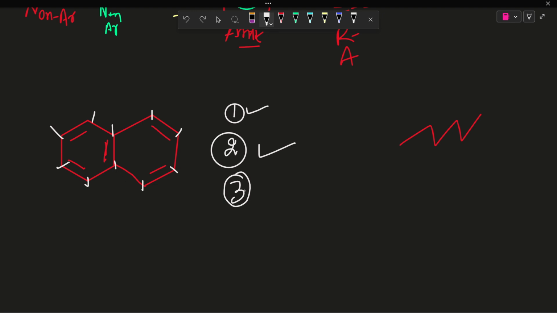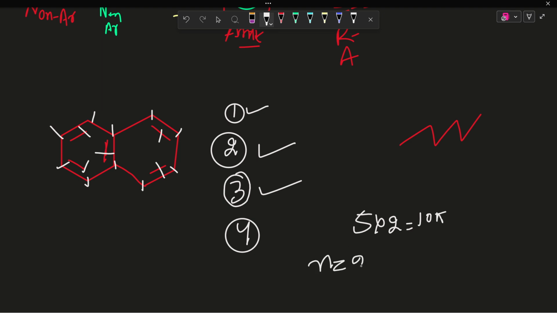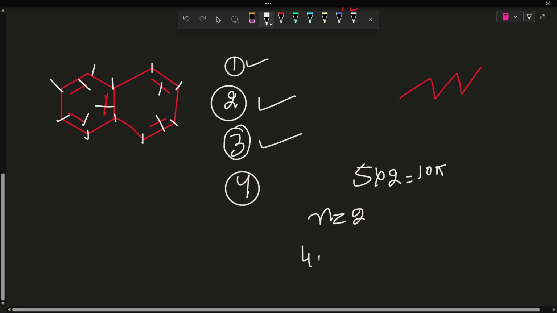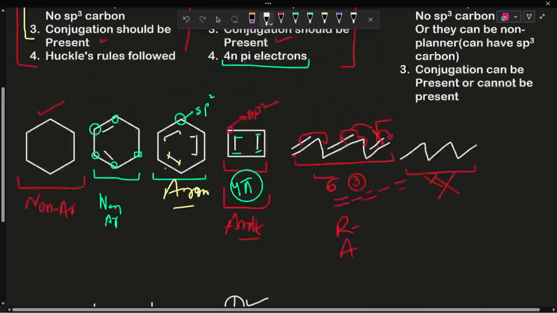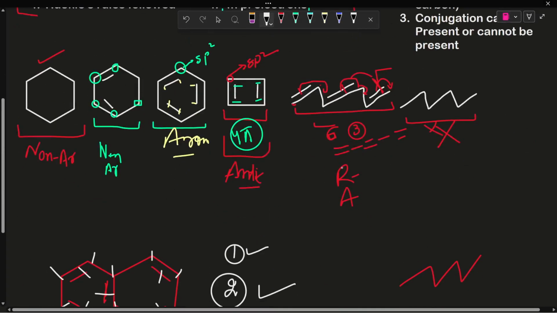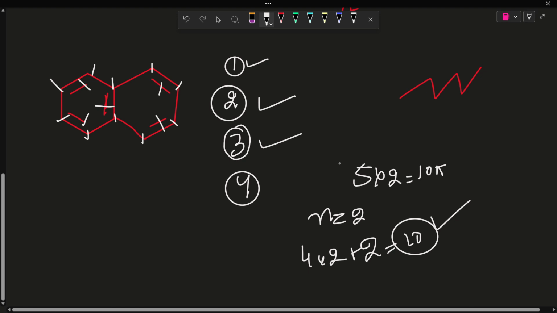So third rule, it is followed, right? What about the fourth rule? That is, what is the number of pi electrons? Let's calculate that. Here we have 1, 2, 3, 4, 5 double bonds. 5 into 2, which is equal to 10 pi electrons are present. If n is equal to 2, in Huckel's rule, we get 4 into 2 plus 2, which is equal to 10, means it is aromatic. So that's how we explain the aromaticity, anti-aromaticity and non-aromaticity of compounds.